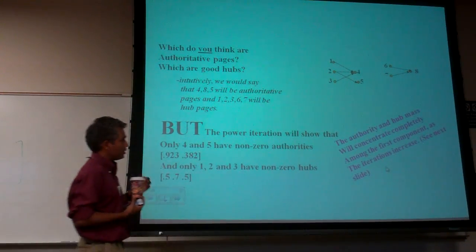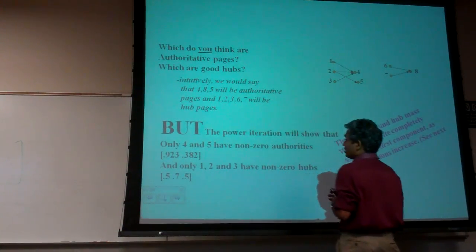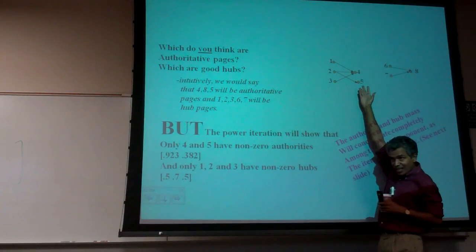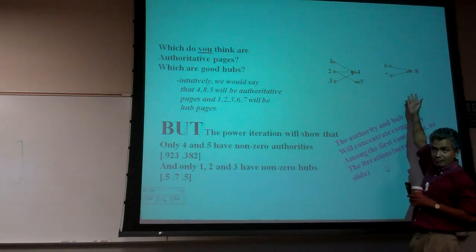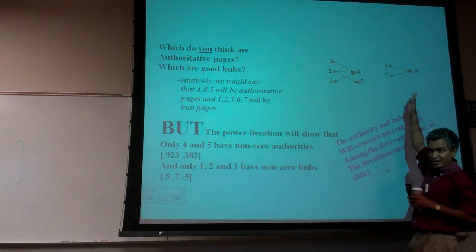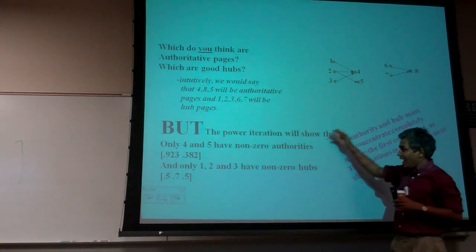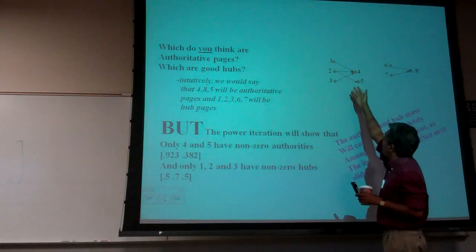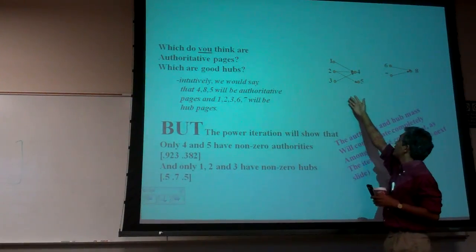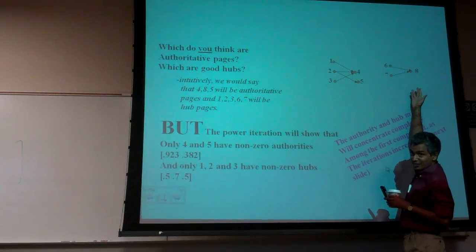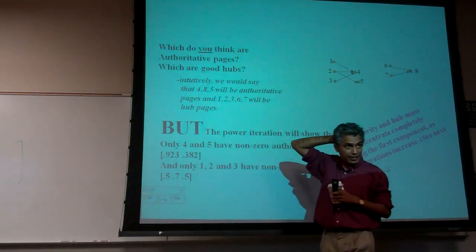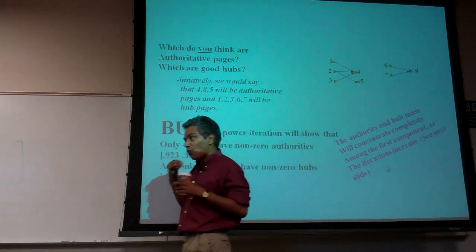If you run the authorities and hubs, after the power iteration, you will find that 4 and 5 keep the entire authority, 8 dies. 8 has no authority. And because 4 and 5 are the only authorities, then 1, 2, and 3 are the only hubs, because this guy is pointing to a loser page. Do you see what I'm saying? Now this is a counterintuitive point.